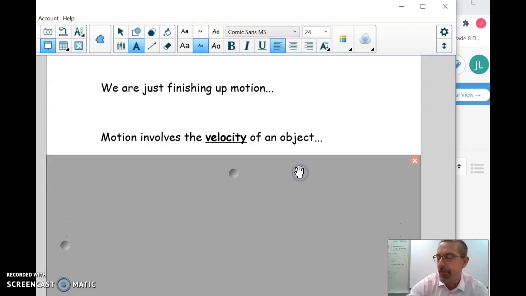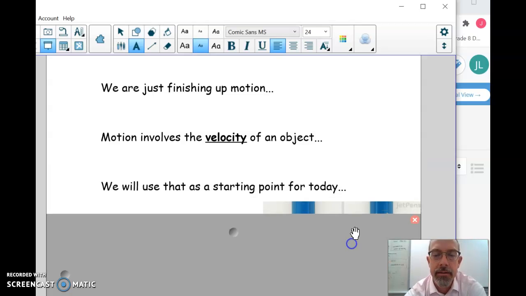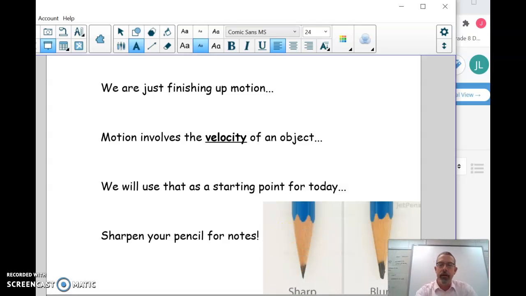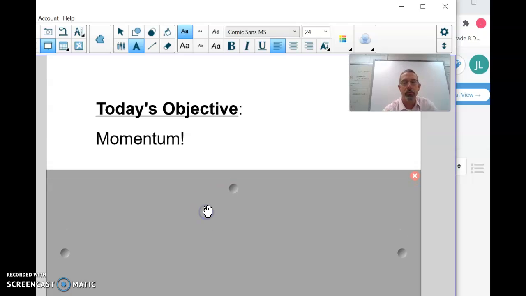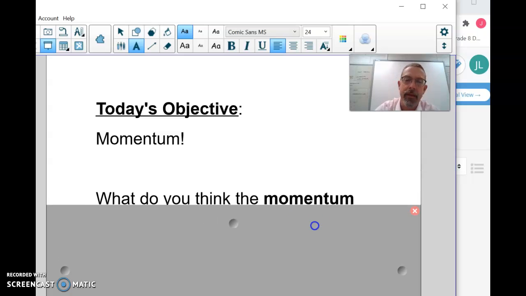But today's topic, thank heavens, is actually very closely linked with our last topic, okay? Because motion involves the velocity of an object, and we're going to use that as our starting point for today. So make sure that you have your pencil sharp and ready to go here. And we'll learn a few things, so pause your tape if you aren't ready, but then get up and ready to go. We're going to learn today about a topic called momentum. Okay, so write that on the headline of today's notes, momentum.